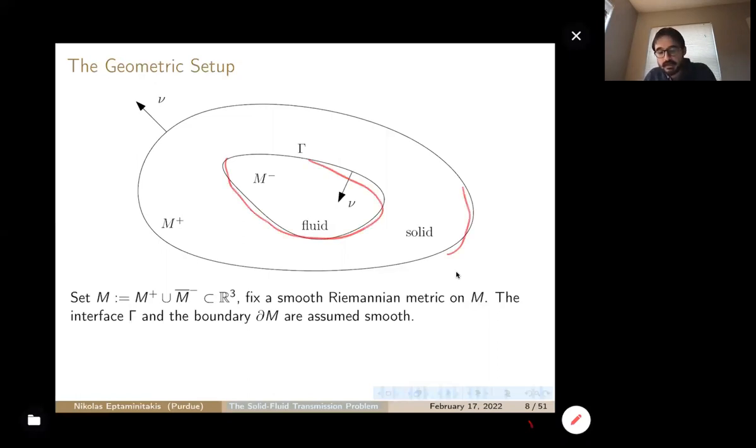The reason that we're using this simplified setup is just to make the exposition a little bit more clear. It's not that the problem becomes easier to solve or anything like that. Just a matter of presentation. Anyway, most of what we're going to do is going to be local, so we're going to be looking locally near the interface.